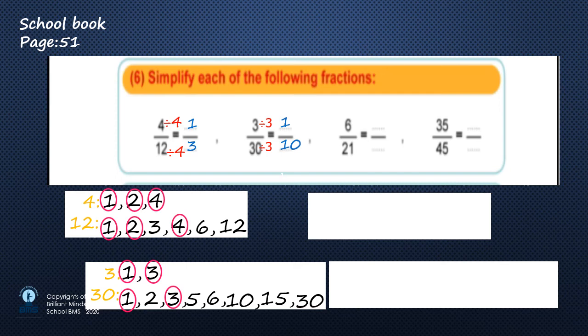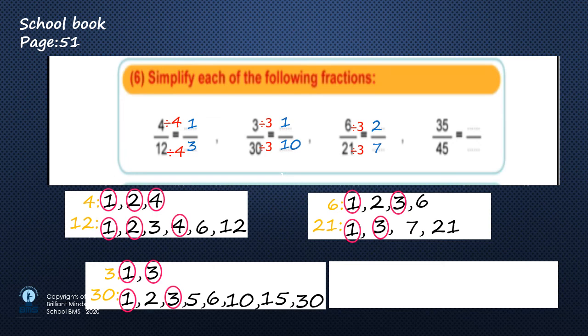Let's go to 6 over 21. Factors of 6: 1 times 6 and 2 times 3. So we write 1, 2, 3 and 6. What about 21? It's 1 times 21 and 3 times 7. Let's circle the common other than 1. It's just the 3. So we're going to divide up and down by 3. 6 divided by 3 equals 2. 21 divided by 3 equals 7.